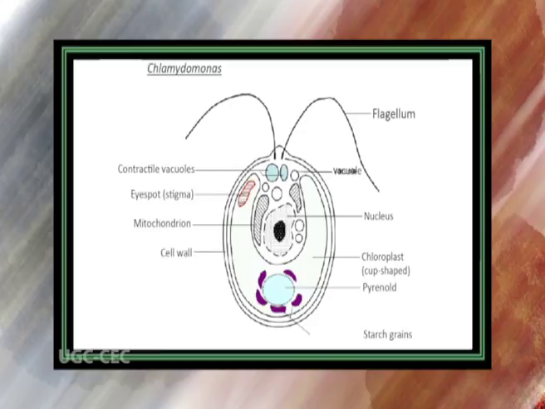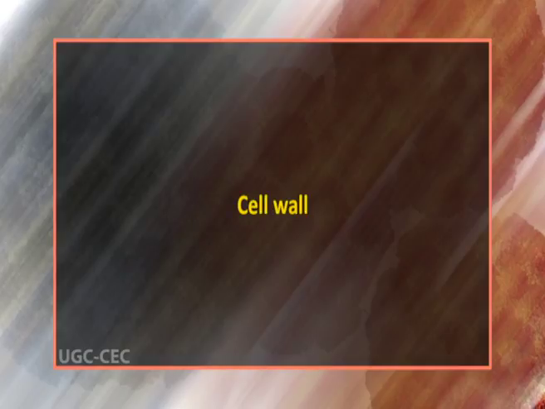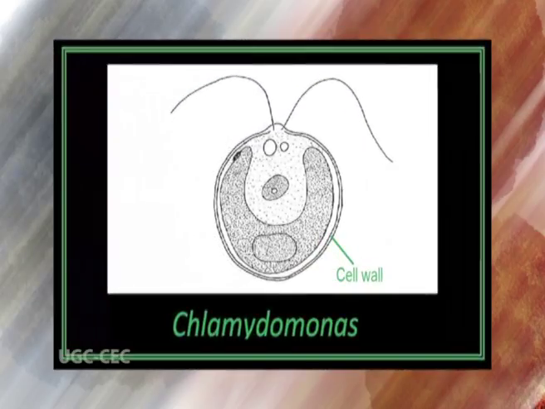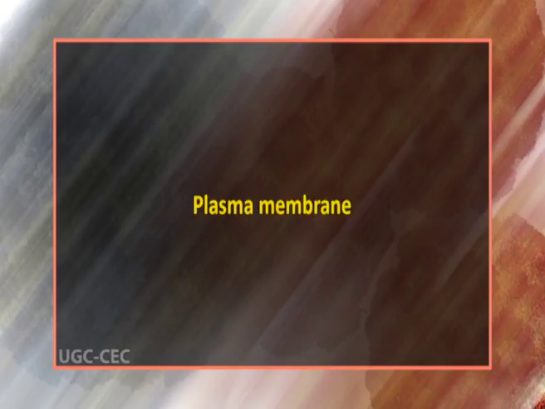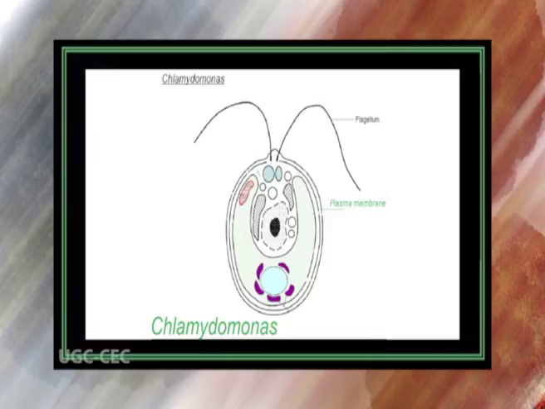Now, structure. The Chlamydomonas cell consists of cell wall followed by plasma membrane, cytoplasm, eye spot and flagella. First, cell wall. It's a thin, firm, cellulosic covering of the cell. In some species, it remains surrounded by a gelatinous pectic sheath. Plasma membrane. It's a thin, phospholipoproteinaceous covering of cytoplasm lying inside the cell wall.